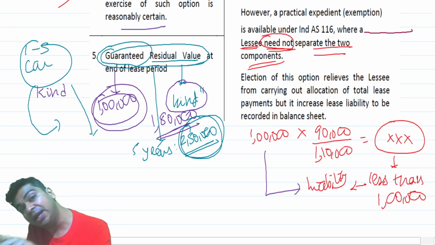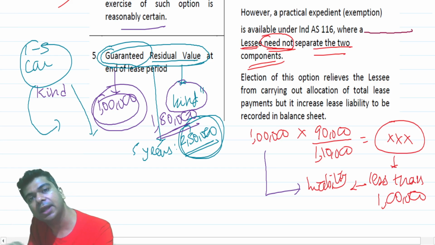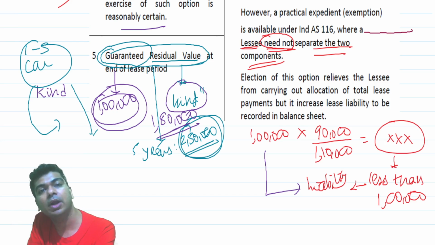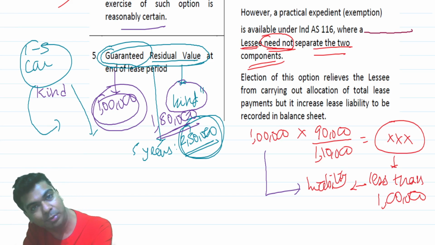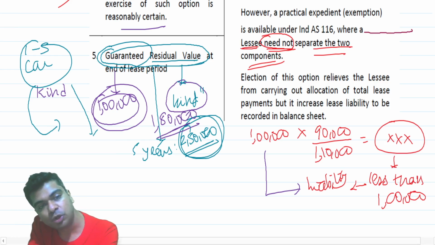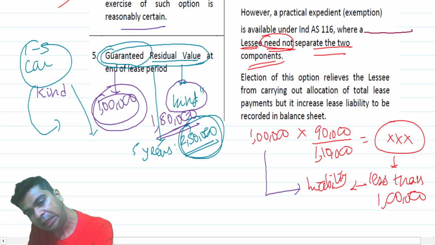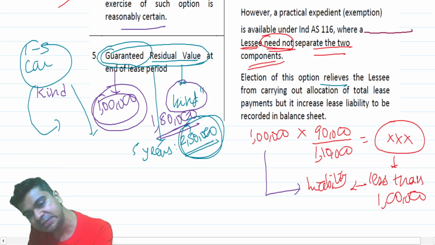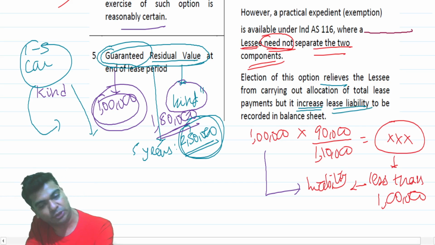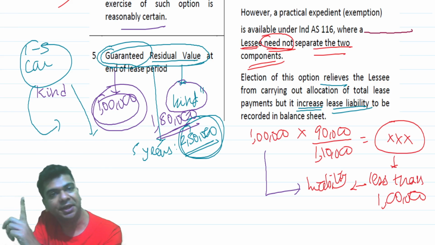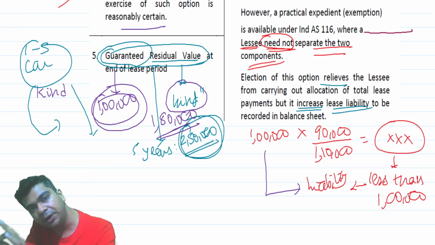So the advantage is that you are avoiding an unnecessary headache. Disadvantage is you will end up recognizing a higher amount of liability. So that's what they say at the end. Election of this option relieves the lessee from carrying out the allocation of the total lease payments, but it increases the lease liability. So the liability that you will be showing in your balance sheet will actually increase. That is the disadvantage over here.